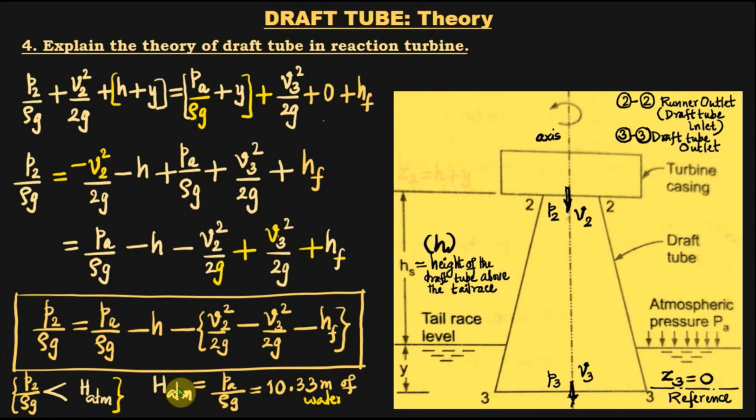Remember, H atmosphere, which is equal to PA by rho g, what is the value of atmospheric pressure head? It is 10.33 meters of water. This is the theory of the draft tube. So when you are asked to explain the theory of the draft tube, you have to establish the fact that the pressure head prevailing at the outlet of the runner of a reaction turbine, or inlet to the draft tube, is vacuum or negative pressure.